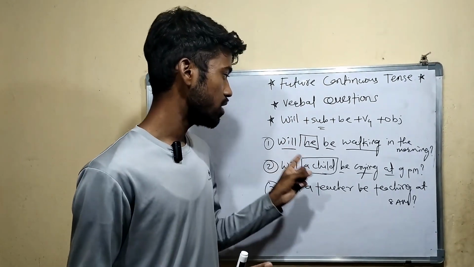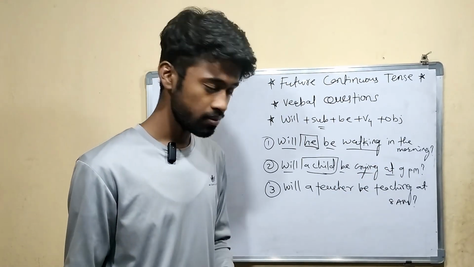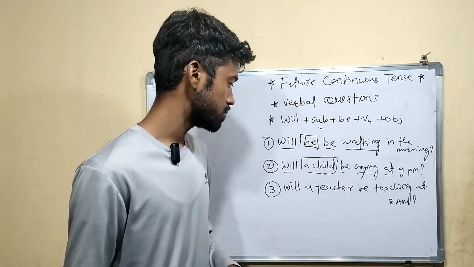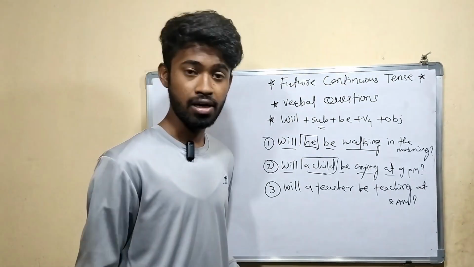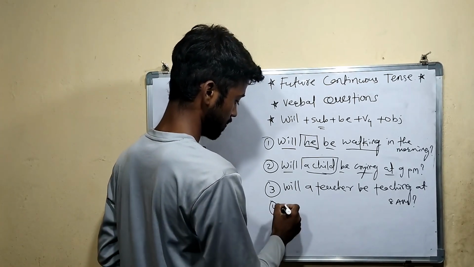Now the second question: Will a child be crying at 9 p.m.? Yes, a child will be crying at 9 p.m. Negative: No, a child will not be crying at 9 p.m. So like this you have to write the remaining question answers. Now let's talk about the fourth question.